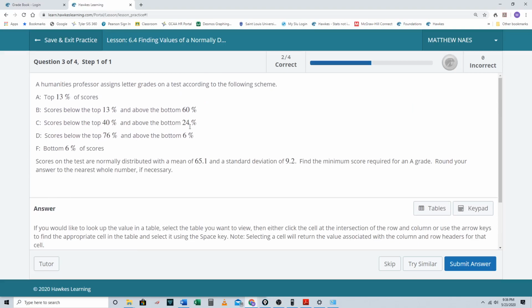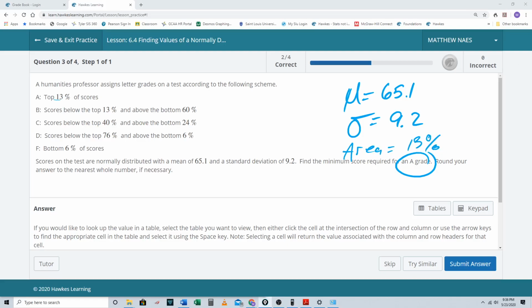All right. So here the scores are normally distributed. Here's all the percents. Okay, that means that these are all our areas. So the scores are normally distributed with a mean. So we already know what mu is. Mu is 65.1. Sigma is 9.2. What's the minimum score for an A grade? When A is 13%. So area equals 13%. And go ahead and type it in and see what you get. You may need to pause this because I'm not going to wait long. Okay. So let's type this in.